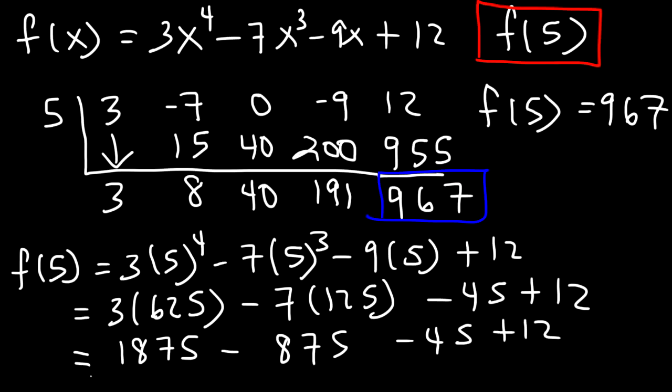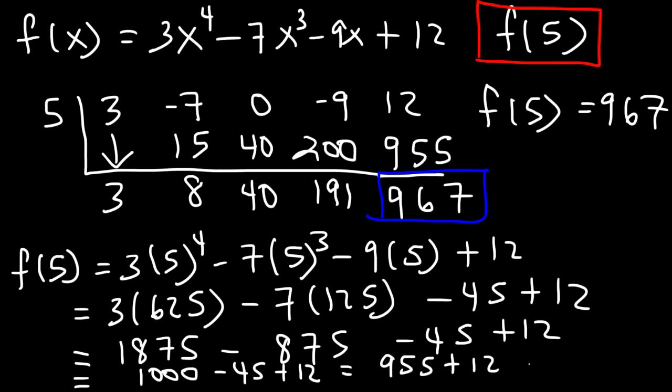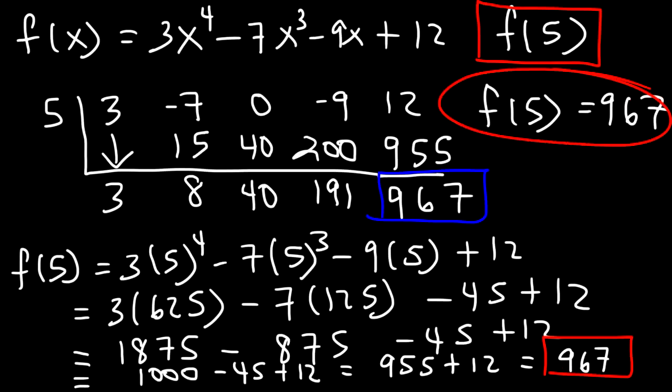Now 1875 minus 875, we can cancel the 875s and that becomes 1,000. And we know that 1,000 minus 45 is 955. And 955 plus 12 is 967. So we get the same answer. So therefore f of 5 is equal to 967.